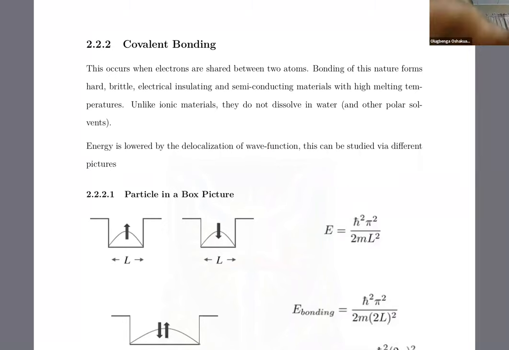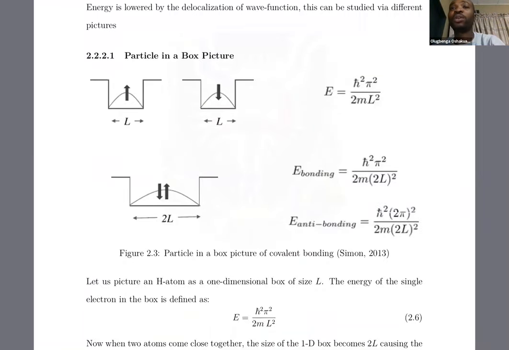And during the class, I spoke briefly about the pictures with which we understand covalent bonding, one of which is particle in a box. The particle in a box picture can be depicted as what we have in figure 3, where this is a hydrogen atom, this is another hydrogen atom, and this is a hydrogen molecule. And the ground state energy of each of the hydrogen atoms can be computed with this equation. And this energy is related to the dimension of the box, which is the size of the atom. Since we are talking in one dimension, just L.